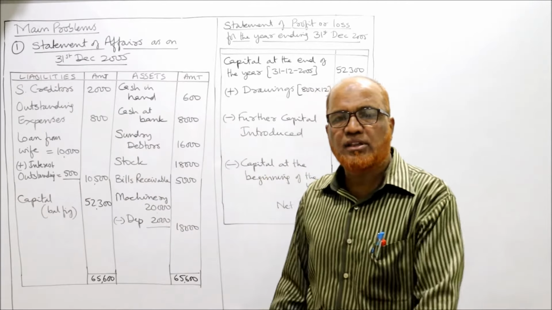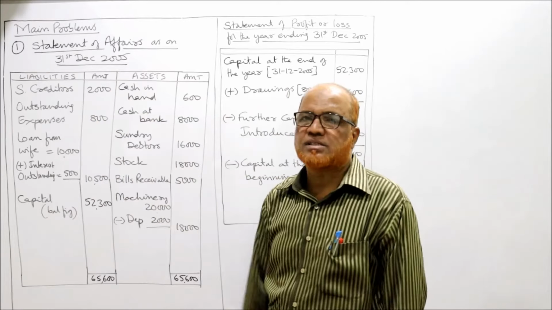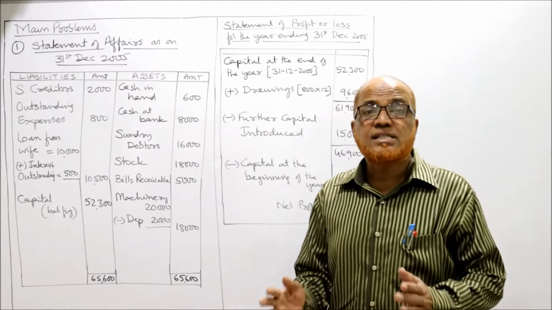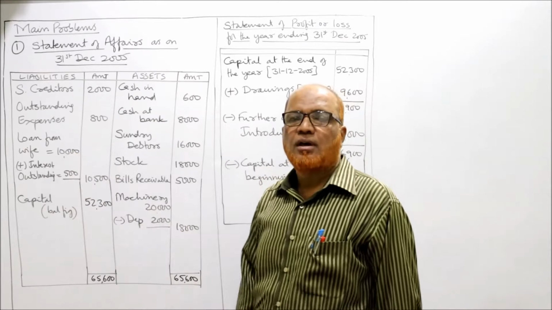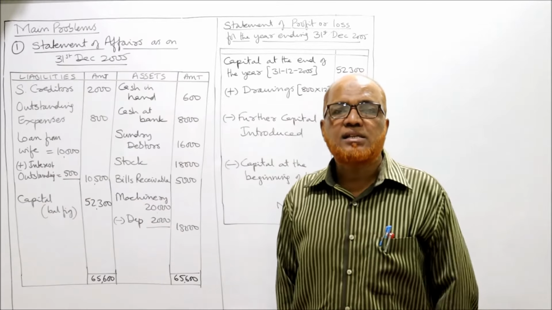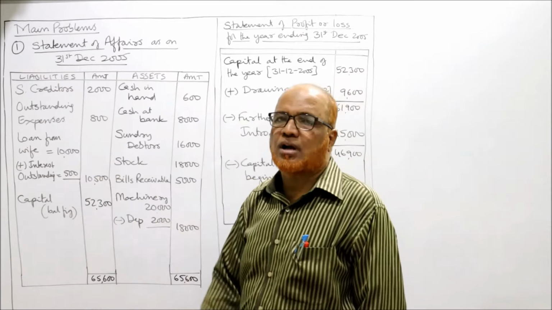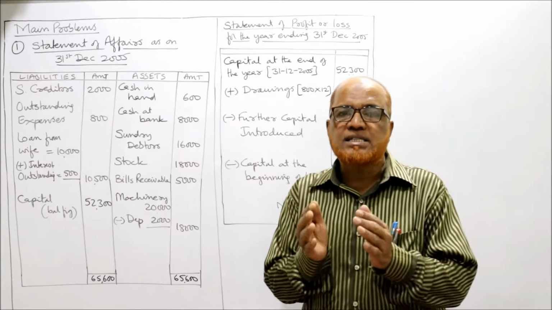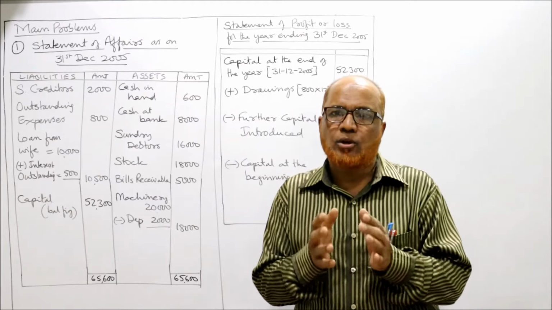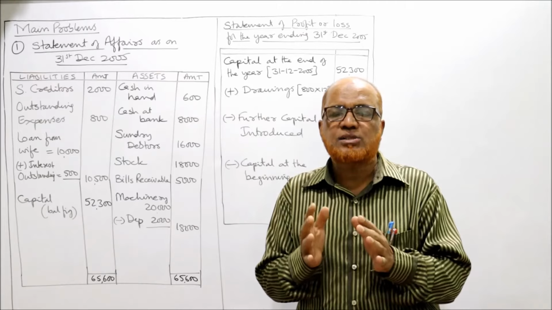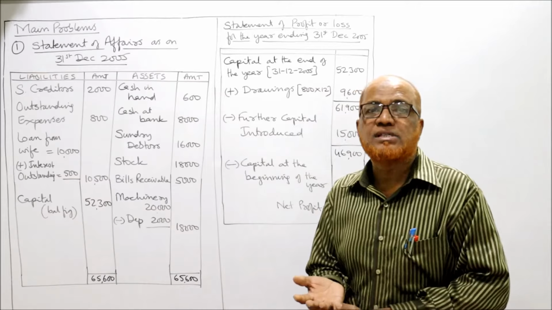Liability side. Sundry creditors, it is given in the problem. On 31st December 2005, sundry creditors are 2,000. Outstanding expense is 800. Now, he has taken a loan of 10,000 from his wife. So this is a loan from wife, 10,000. And on this 10,000, interest has to be paid at the rate of 10%. So 10% of 10,000 comes to 1,000. But he has taken the loan on 30th June 2005. So interest is payable from 1st July 2005 to 31st December 2005, 6 months.